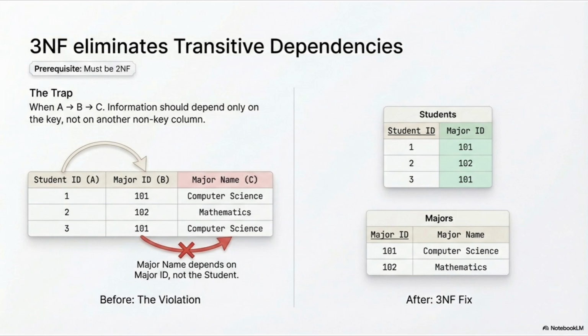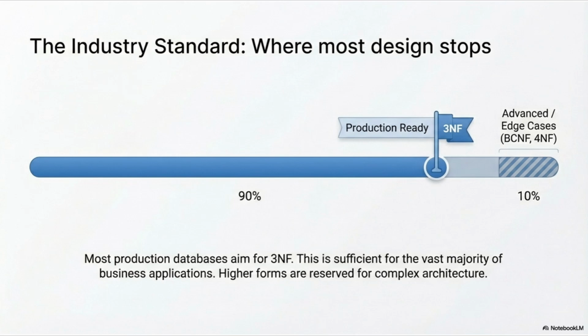So 3NF is essentially every column must depend on the key, the whole key, and nothing but the key. That is the mantra. And honestly, for 99% of business applications, this is the sweet spot. 3NF is usually where people stop. It's clean, it's efficient, and it doesn't chop the data up too much. But there's always a but in these deep dives, sometimes 3NF isn't enough. Yeah. There are edge cases.